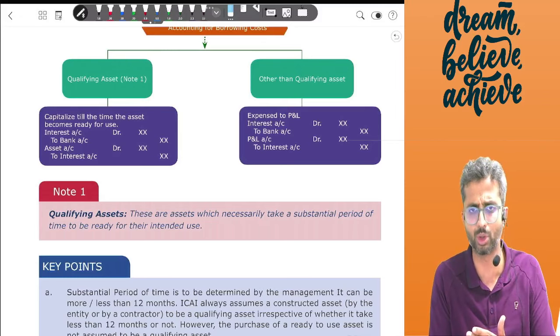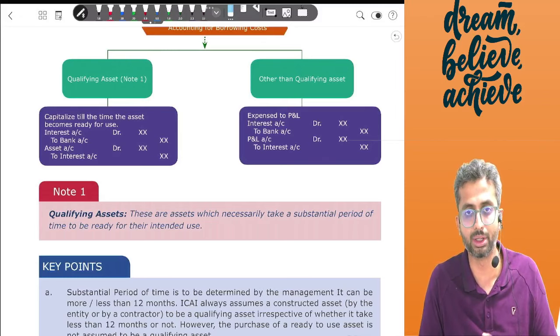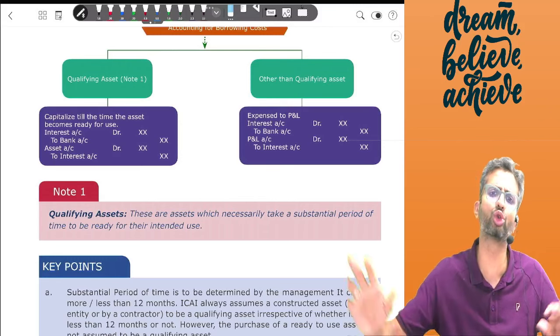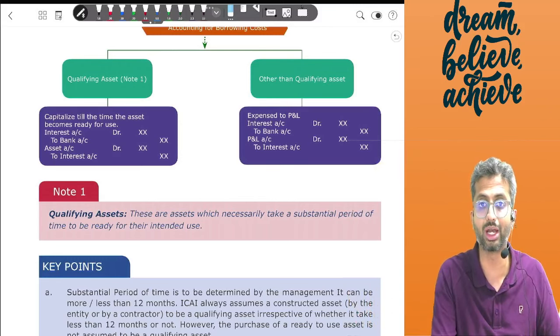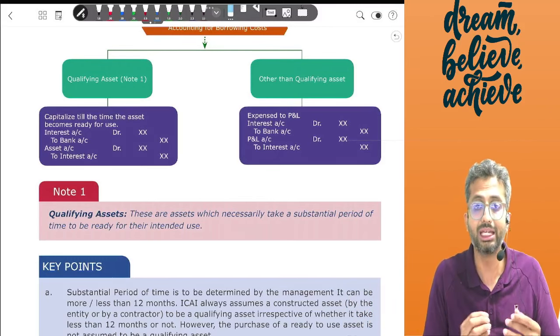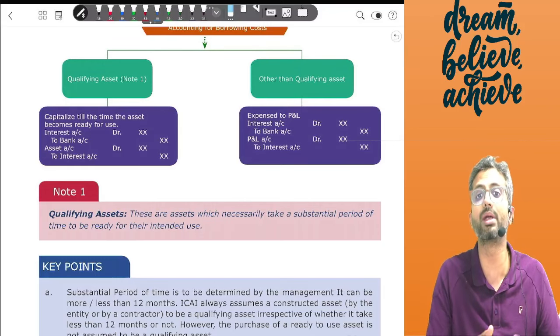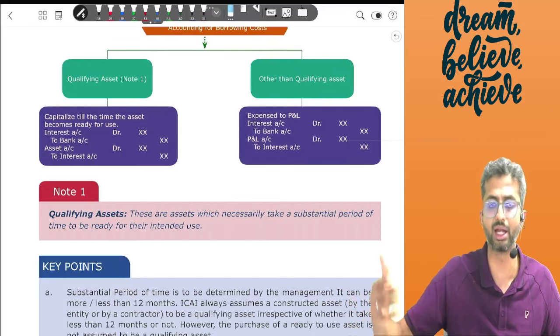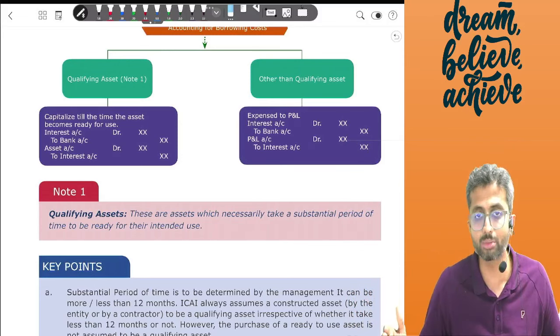So let us say the cutoff is 12 months, your asset ordinarily takes 8 months, but you are very lethargic and lazy, so you took 18 months. Does that make your asset a qualifying asset? Answer is no. The asset can ordinarily be made in 8 months. If you take more than that and maybe take 18 months, that does not make it a qualifying asset.